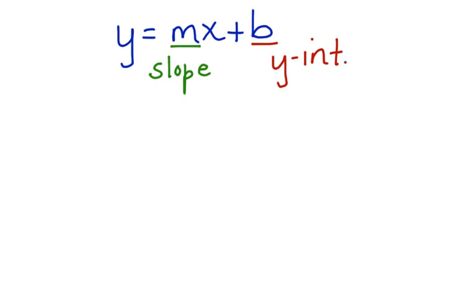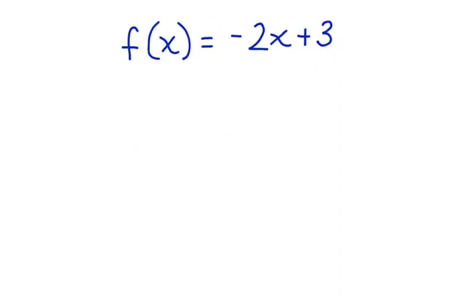A function can also be in this form. Let's take a look at what that would look like. We can say that the function of x is equal to mx plus b. Now, let's consider a function. Consider the function negative 2x plus 3.